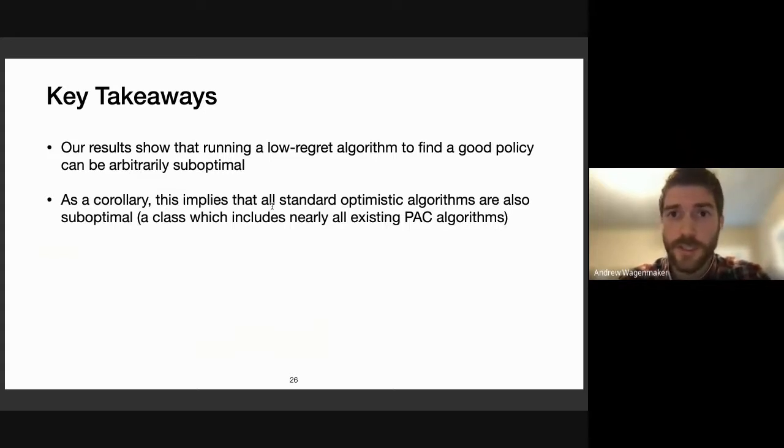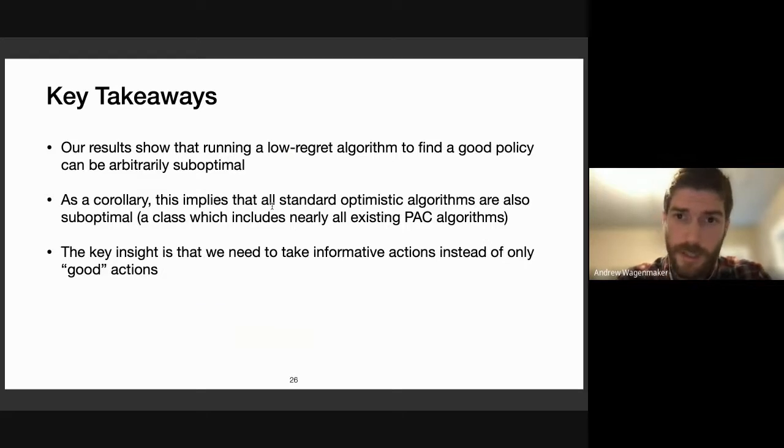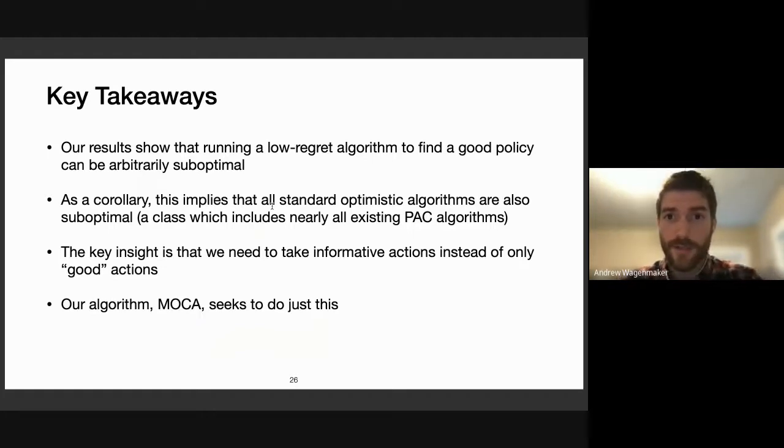And it turns out that existing PAC algorithms tend to all be optimistic. And so this basically shows that existing PAC algorithms are also suboptimal. They're unable to capture this complexity. Again, the key insight is that you need to take informative actions instead of good actions. And this is the main insight for our algorithm.